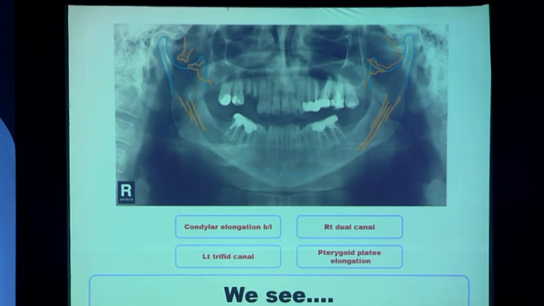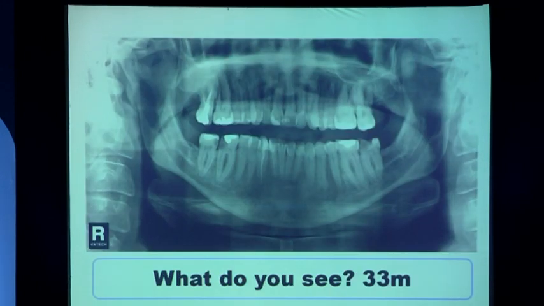And also, if you look at the pterygoids here, on both sides, the pterygoids are elongated. And on the right side, the canal is dual. Most of these cases are under review for publications.